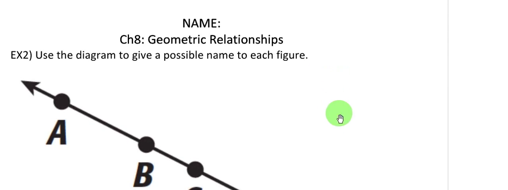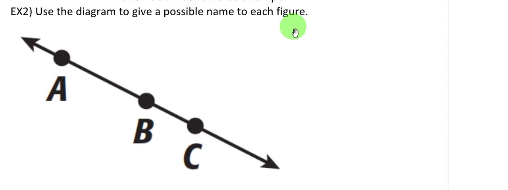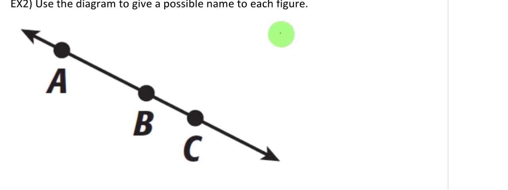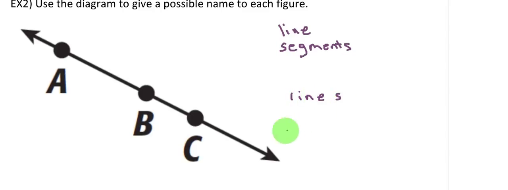Great. So in this next problem, we're asked, let's use the diagram to give a possible name to each figure. In this problem, I want to look at a few different things. We're going to look at something known as line segments. We're going to look at lines. And we're also going to look at rays. Let's go ahead and locate 3 different line segments here. So I want to find 3 line segments.